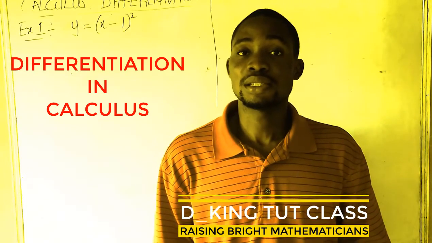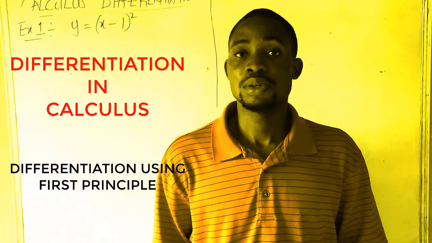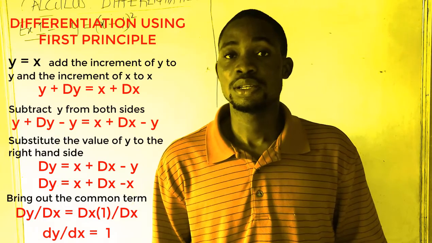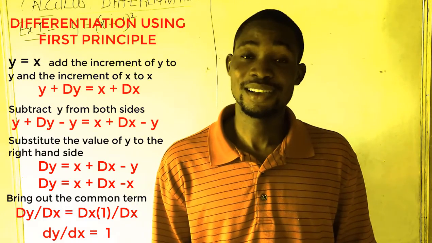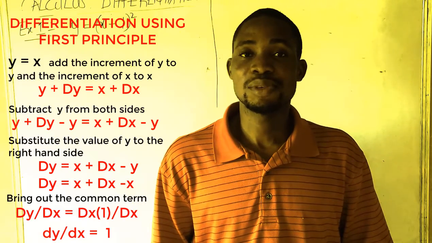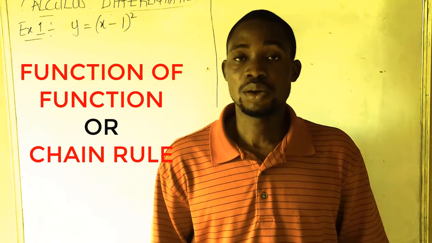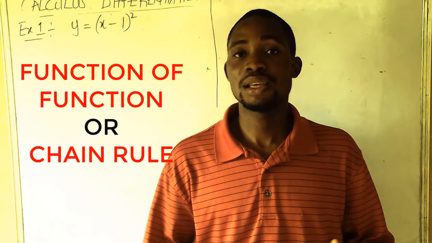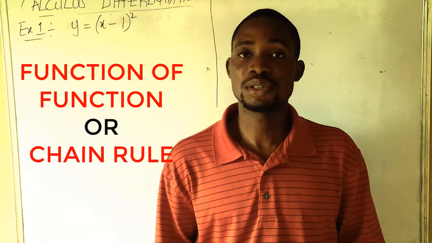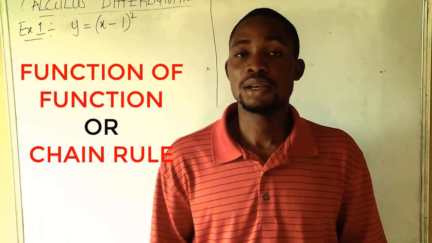In our last class, we looked at differentiation using first principle, under which are some steps which we now solve questions under, and I believe we are good to go with that. Now, in this class, we're looking at function of function or chain rule. So we see how we're going to be able to apply function of function to solve questions in differentiation.